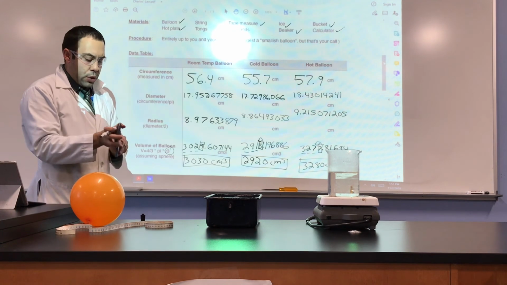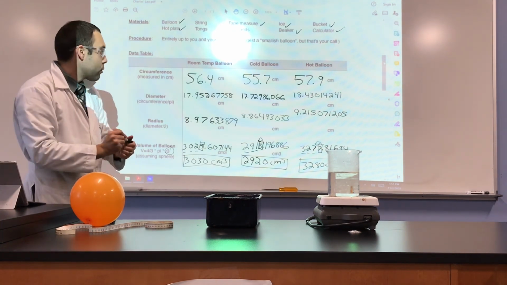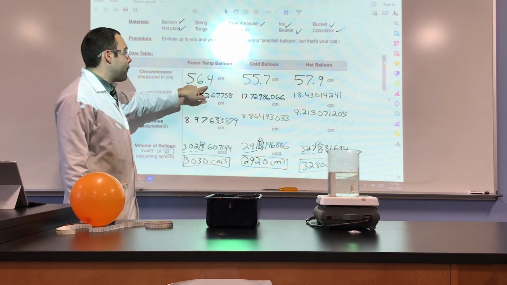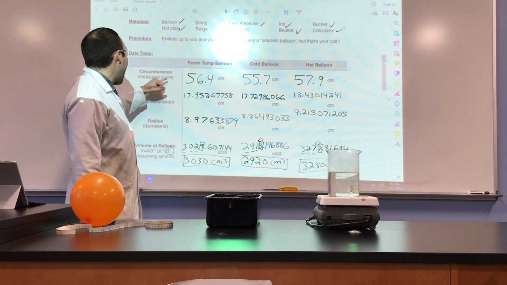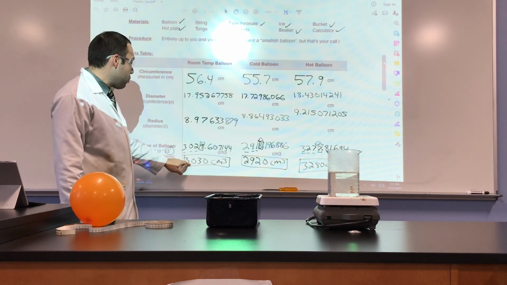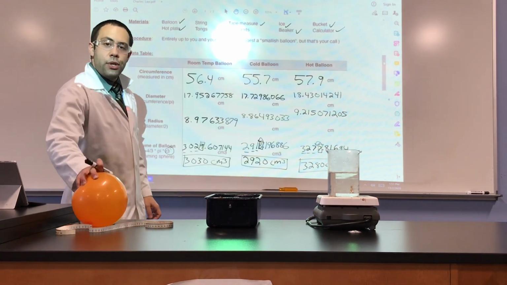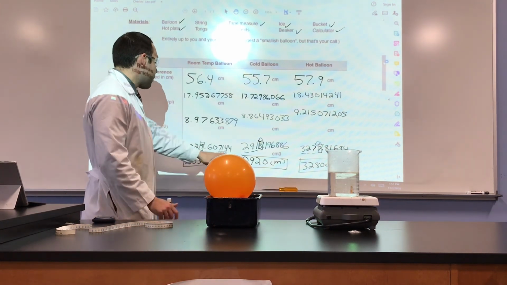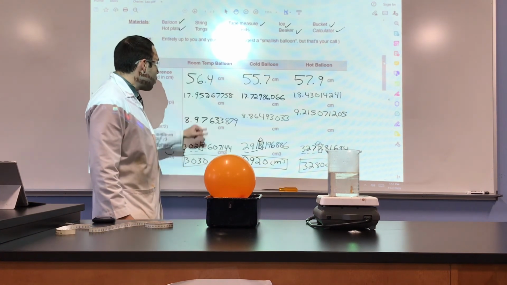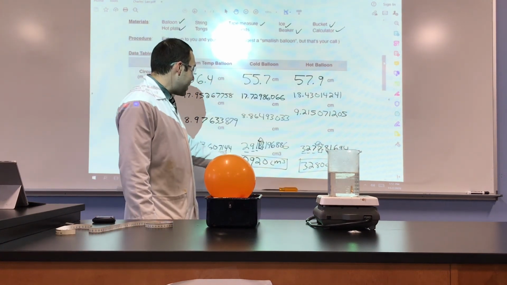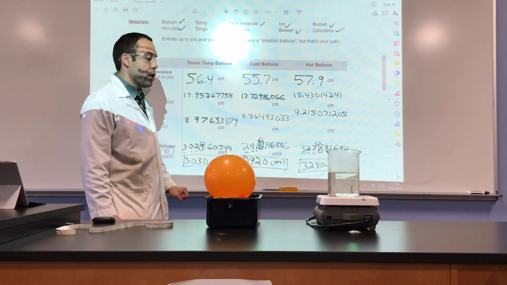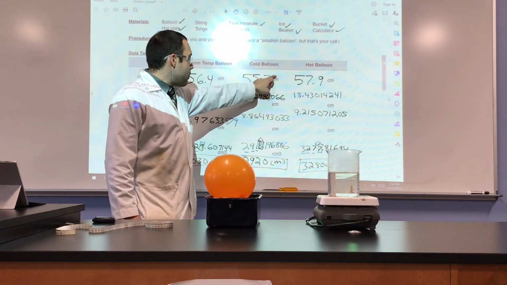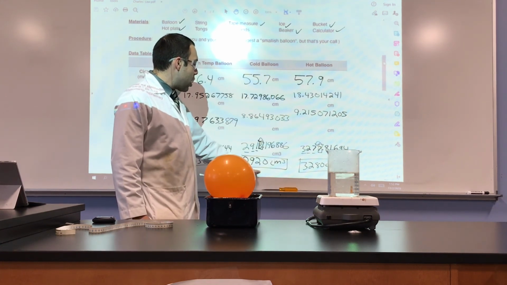So finally, to conclude this lab, if we look at the numbers, at room temperature, we started at 56.4 centimeters for our circumference. That gave us a volume of 3,030 cubic centimeters. We took the balloon, we put it on ice, we rotated it roughly every 30 seconds. It wasn't perfect, but roughly every 30 seconds. When we decreased the temperature, the volume went down to 2,920 cubic centimeters. So now, we're about 55.7 centimeters.